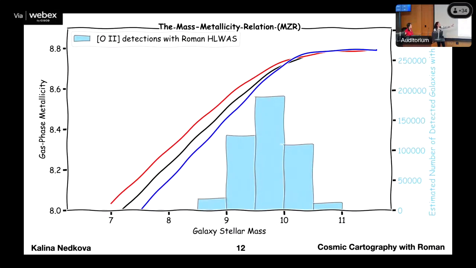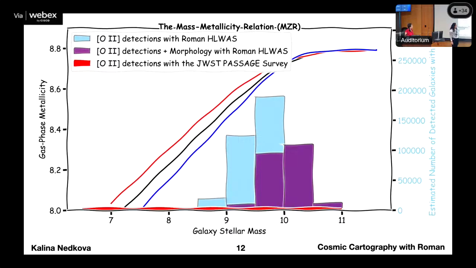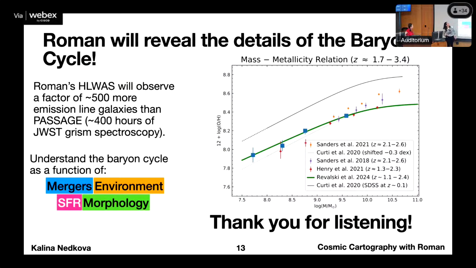And I just want to give you a sense of the scale. So here is the High Latitude Wide Area Survey. This is the number of galaxies we will detect where we can measure metallicity. For these, we can also do morphologies. And then here is the entire PASSAGE survey. So it's completely dwarfed by Roman. And so I'll just end by saying that Roman will reveal the details of the baryon cycle. Thanks so much for listening.